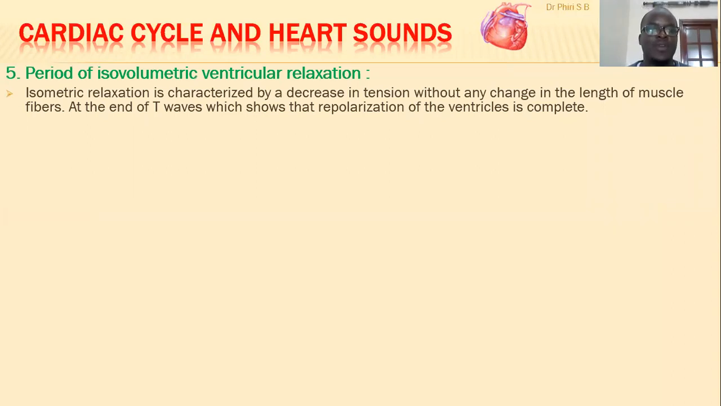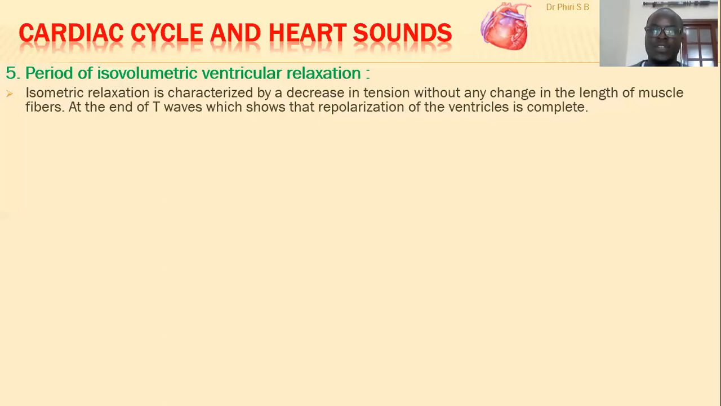So a bit of information. That is phase 5, the period of isovolumetric ventricular relaxation. The isometric relaxation is characterized by a decrease in the tension without any change in the length of muscle fibers. So it's called isometric relaxation, meaning that the length of the muscle fibers remains the same. That's why it's called isometric, but there's a decrease in the tension. So there's a decrease in the pressure, but the length of the muscle fibers remains the same.